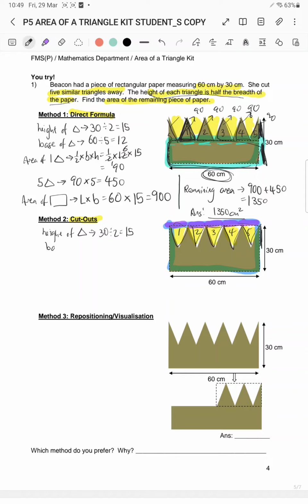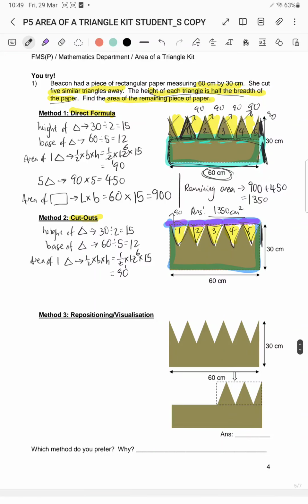So we do the same thing. Base of triangle, 60 divided by 5, that will give you 12. Okay, so now let's find the area of one triangle. That will be half times base times height. Half times 12 times 15, and that will give me 90. So all these are 90, and there are 5 of it. So area of 5 triangles will be 90 times 5, and that will give me 450.